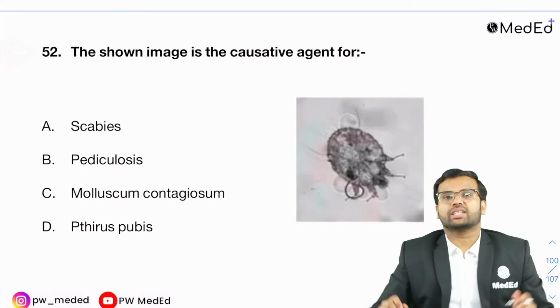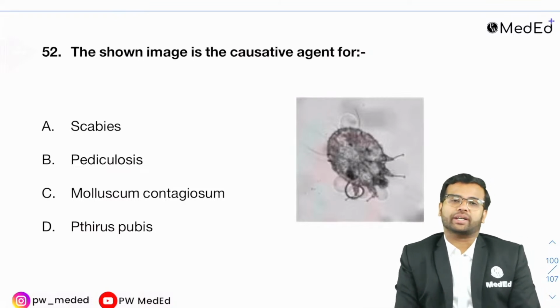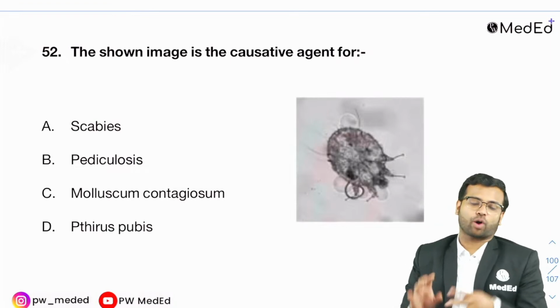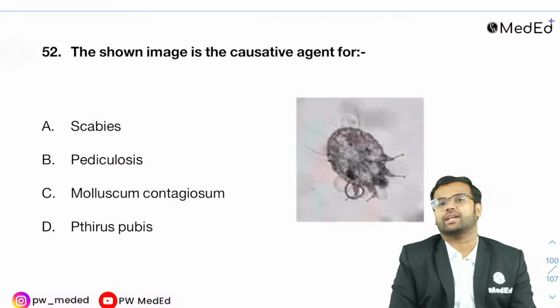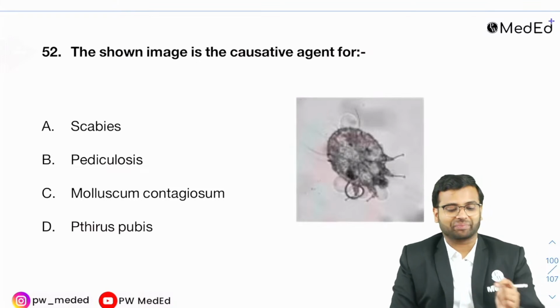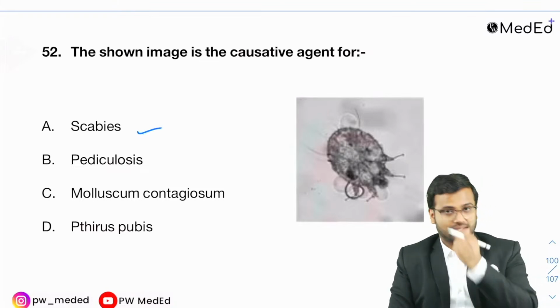So what is seen in this image? This is a KOH image after doing a skin scraping of a patient who probably had a very itchy skin disorder, and it's a very contagious disease as well. What is the right answer? So this is called scabies.